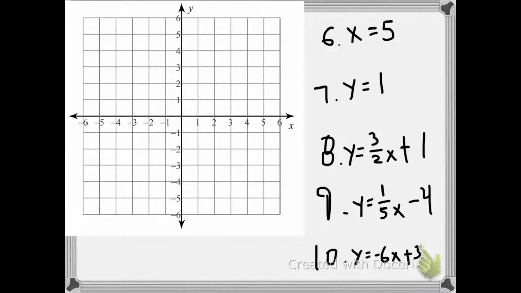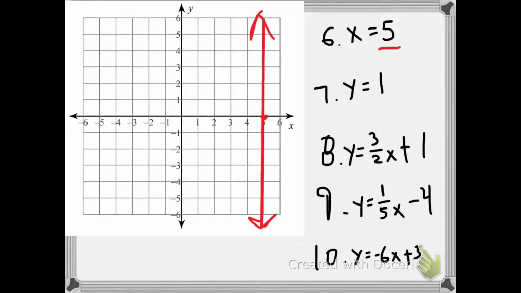So I'm gonna graph 2 lines at a time. So for number 6, since it's an x equals equation, the line's going to be vertical. So you have to plot a point at 5. And then since it's a vertical line, you just draw a vertical line. And then don't forget to draw your arrows.